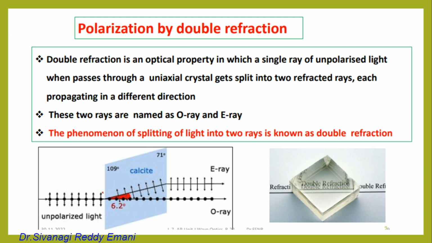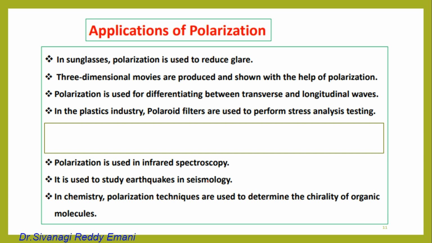We can observe this here: when unpolarized light passes through a calcite crystal, it gets split into two refracted rays, and the two move in different directions. Next, coming to the applications of polarization.